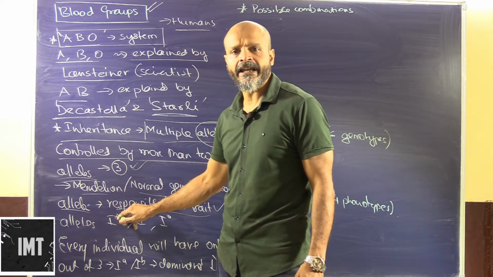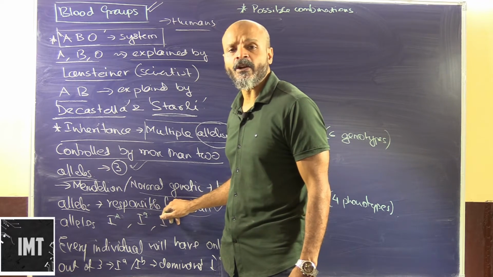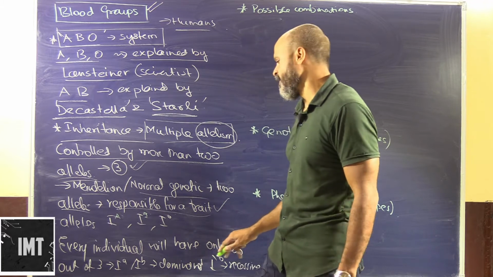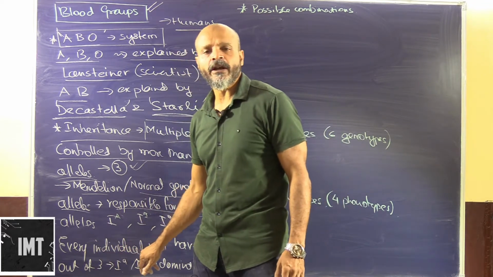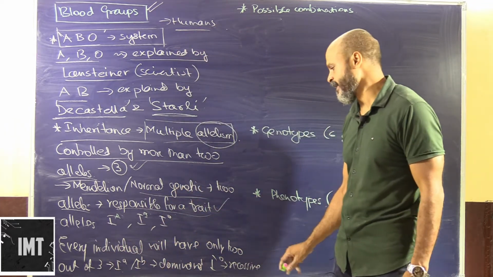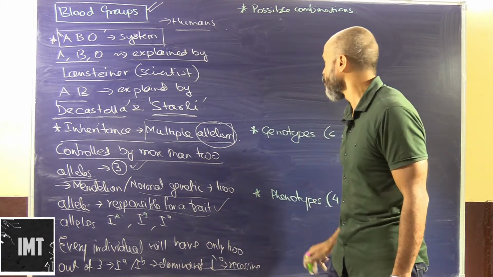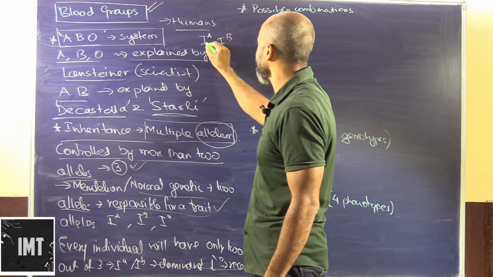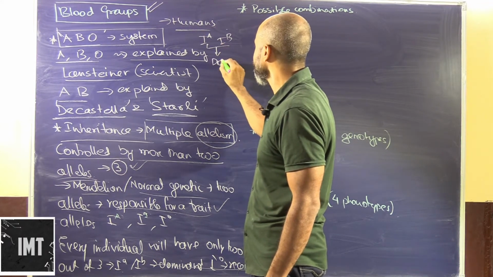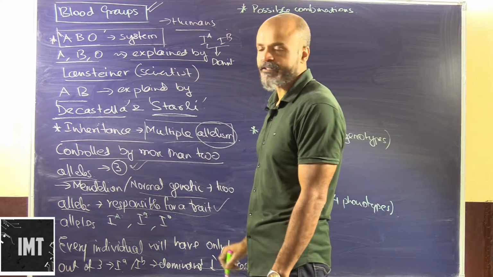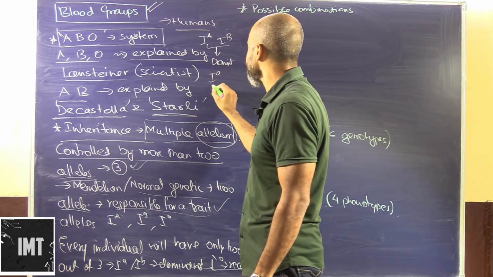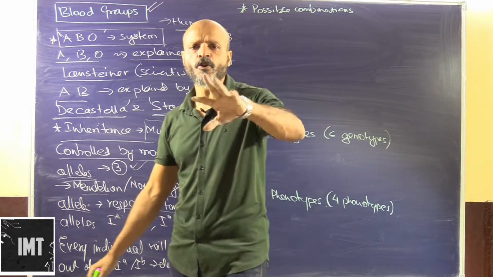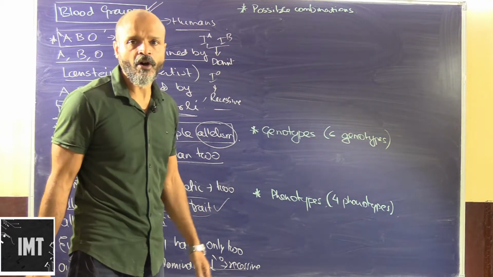These are IA, IB and IO. Every individual will have only 2 out of 3. IA and IB are dominant characteristics, and IO is recessive. So we are first talking about the formation of blood groups.